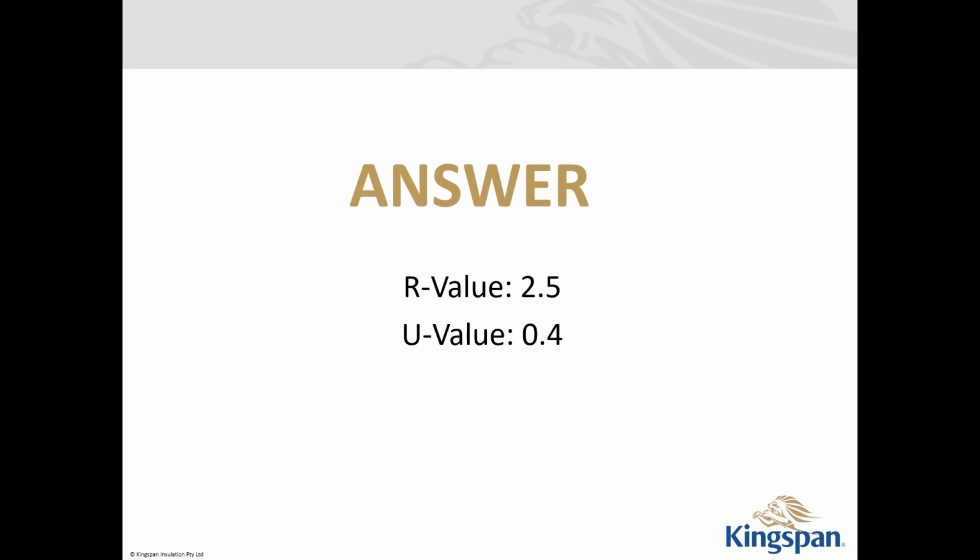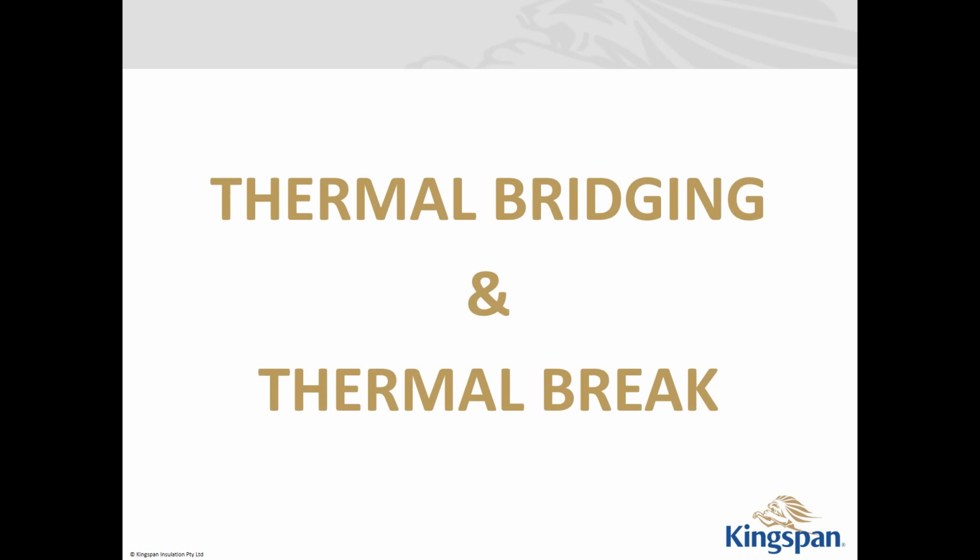So the R value for the 50 mil was R2.5. The U value is 0.4, but the K value, like I said, was 0.2. So the smaller the K value, the higher the R value. So, thermal bridging and thermal break.